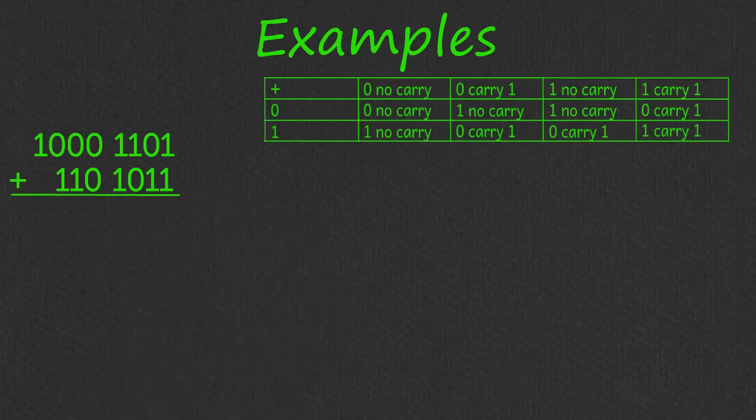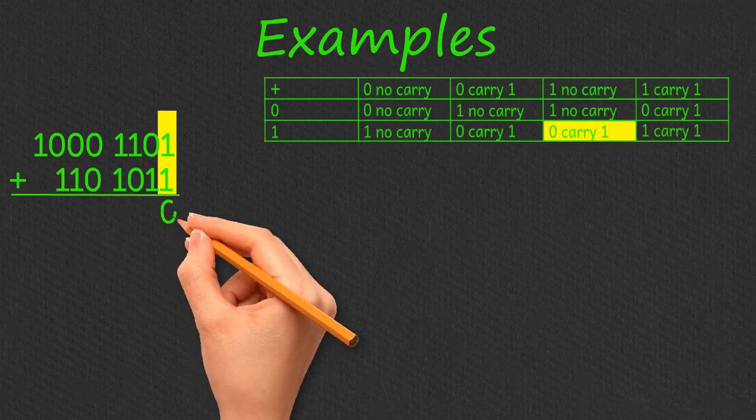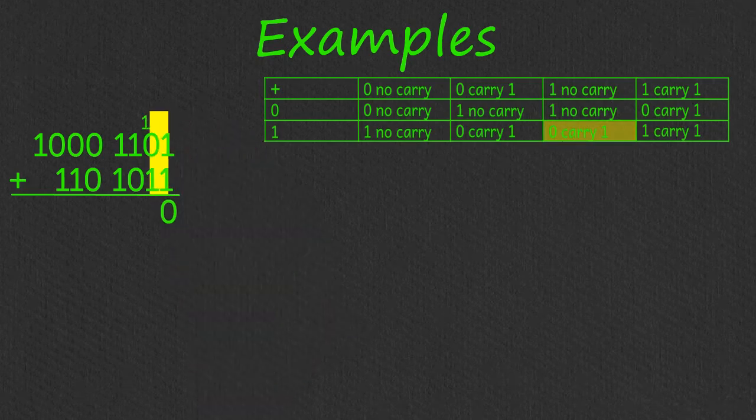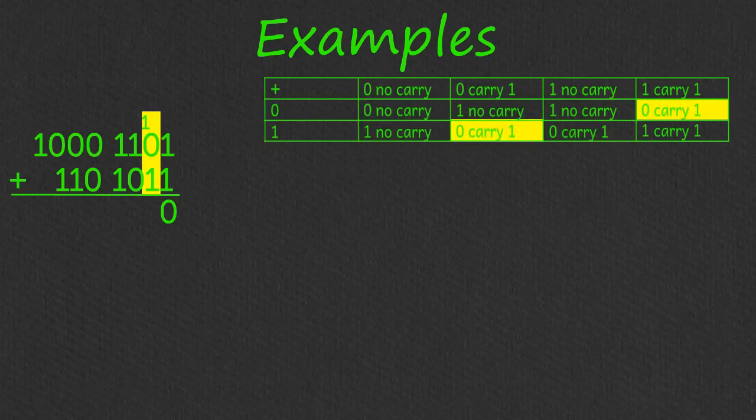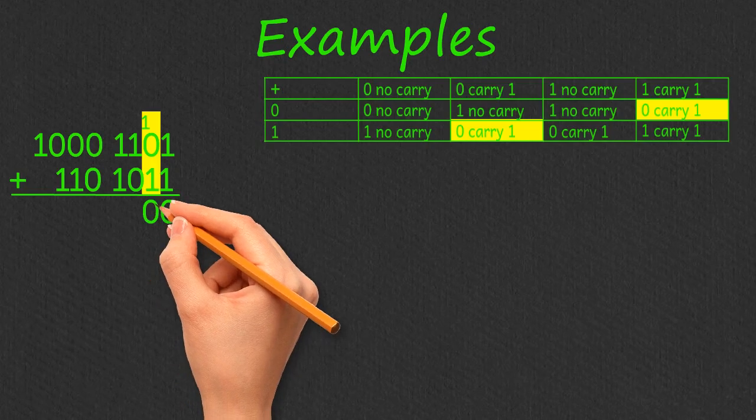And start adding them together digit by digit from right to left. The rightmost digits are 1 add 1, no carry. Using the table, they will sum to 0 and carry 1. Move one place value to the left. Here we have 0 add 1, carry 1. These digits will make 0, carry 1.